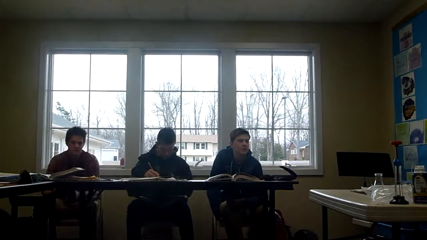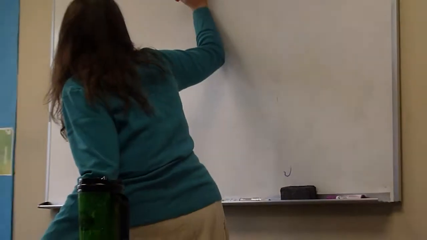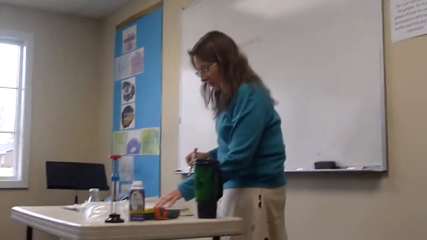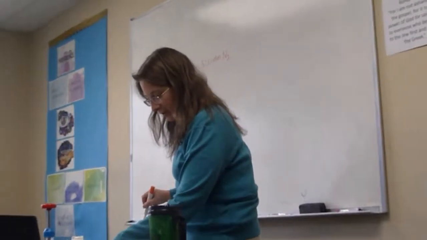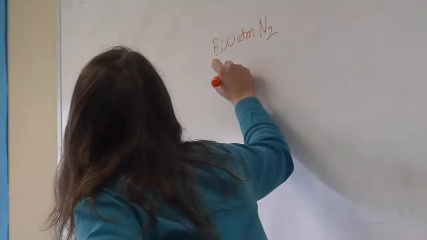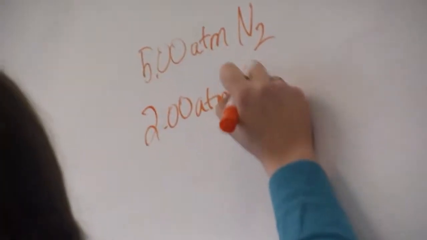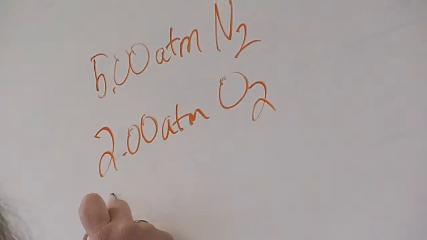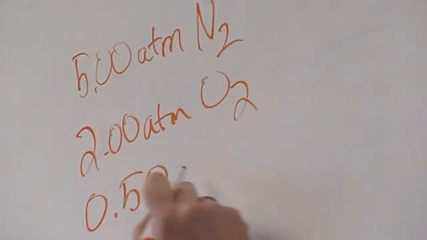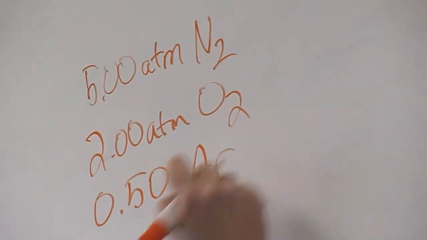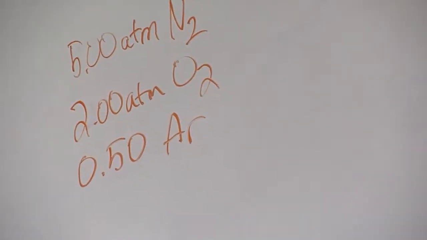So, let's see, we're on 7. So we have 5.00 atmospheres of nitrogen gas, and we need to write that as N2 because nitrogen gas is a homonuclear diatomic. 2.00 atmospheres of oxygen gas, and half an atmosphere of argon. So, what is the total pressure in the vessel?